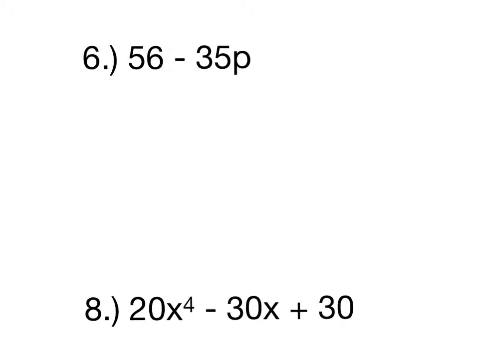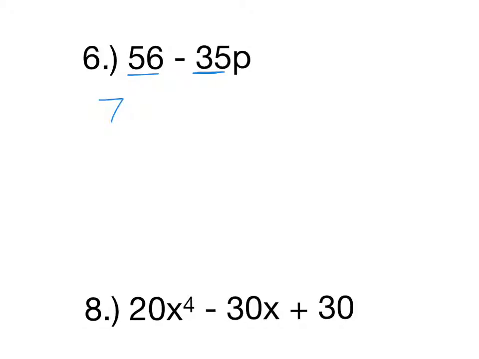Okay, 56 minus 35p. So we have this constant here and then this coefficient. If we look at that, the factors of 35 are 1, 5, 7, and 35. Okay, so we can't divide 56 by 5, but we can divide it by 7, and that would be the greatest common factor because we can't divide 56 by 35. So we can take out a 7.